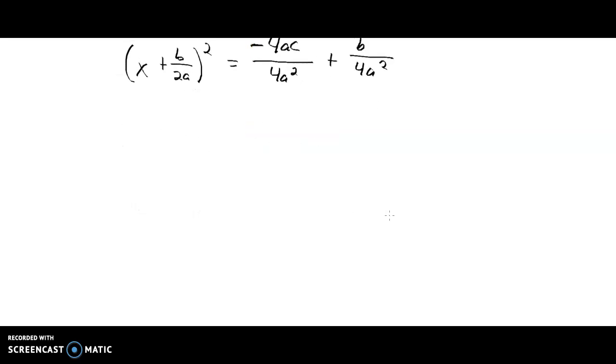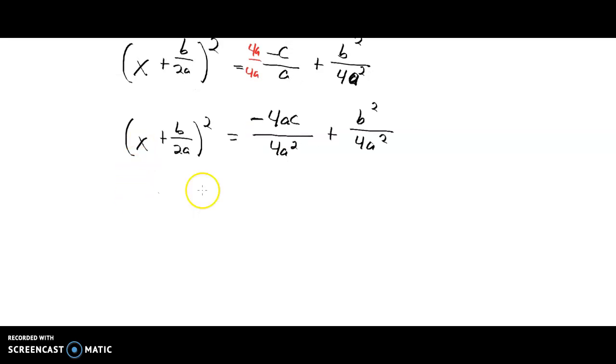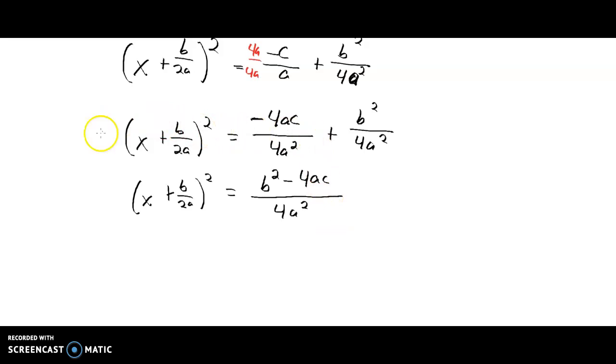So I want to combine these terms to get them all over the one denominator. So I'm going to have x plus b over 2a squared is equal to, and I'm going to rearrange this just because I like to have the positive come first. So I'm going to say b squared minus 4ac all divided by 4a squared. Now I'm working to get this x by itself.